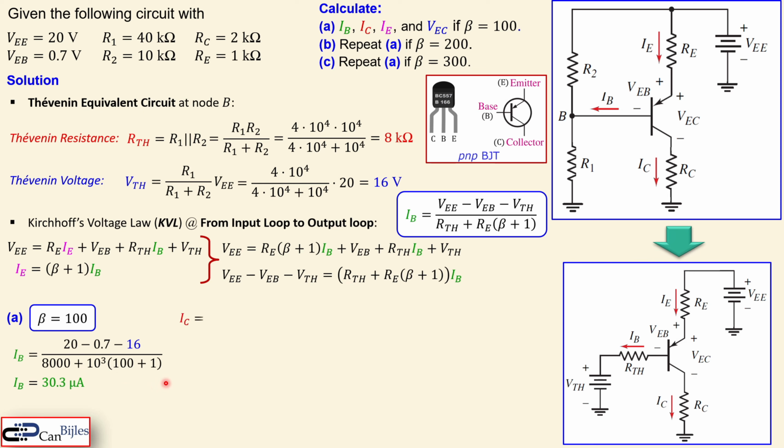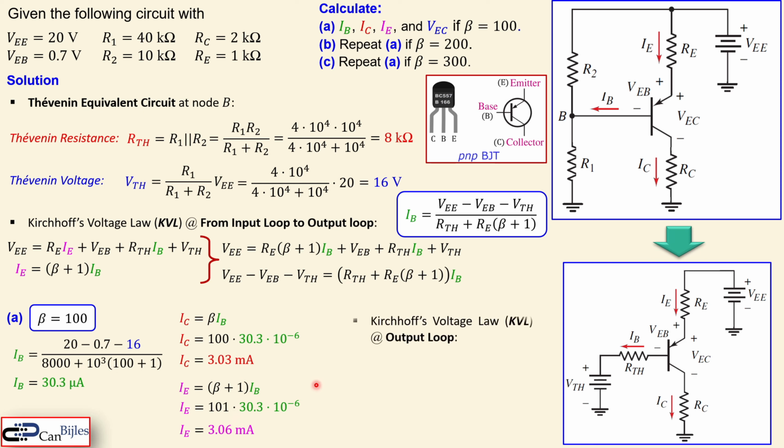Now, since we know this is the linear region of operation, I can say also the collector current is equal to the base current times beta. In this case, it's 100, and you will get now 3.03 milliamps. Now, moving on using the emitter current expression with the beta as 100, now you will get 3.06 milliamps. So we have now three currents: base current, collector current, and also the emitter current.